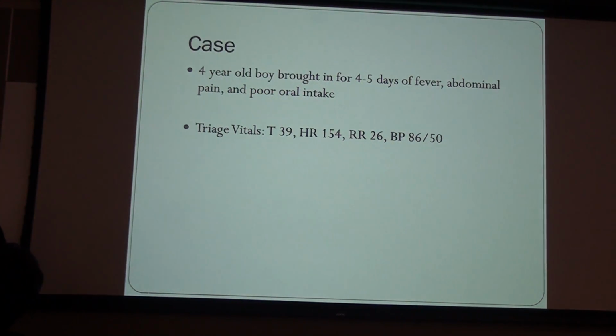So this is a real case that I had. A 4-year-old boy who was brought in for 4 to 5 days of fever, abdominal pain, and poor oral intake. His vitals in triage: he was febrile to 39, tachycardic to the 150s, breathing 26, and his blood pressure was 86 over 50. So we'll get back to that.